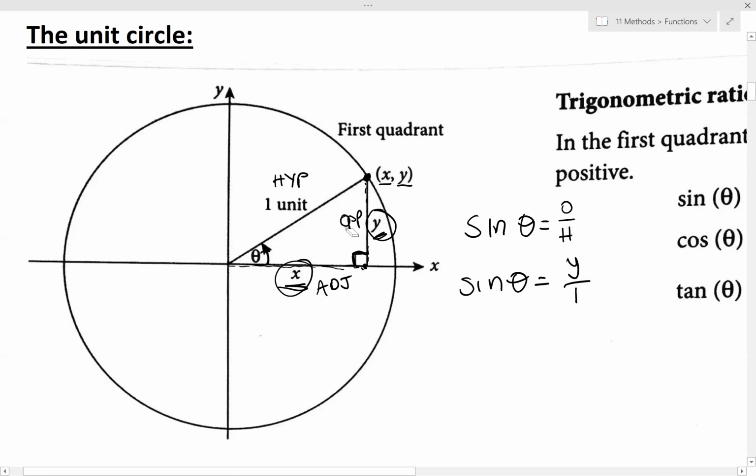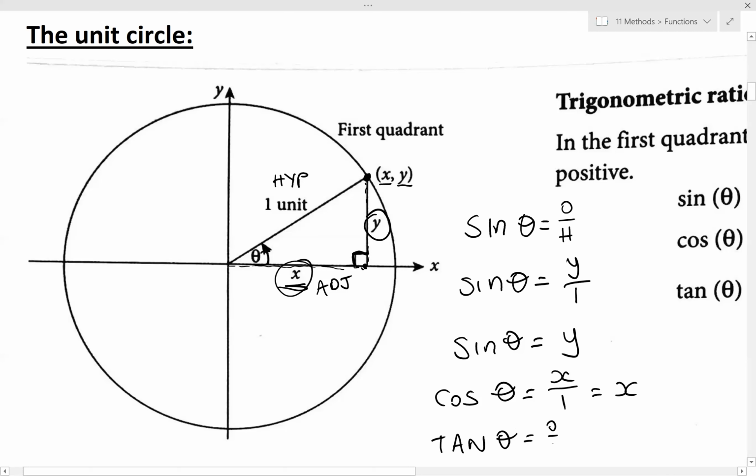Okay, so I've taken my y value here, because that's the opposite side to where my angle theta is, and I've put that over 1. And of course, anything divided by 1 is just the number itself. Okay, so in this case, sine theta in my unit circle is going to be y. By the same token, cos of theta, which is adjacent divided by hypotenuse, is going to be x over the hypotenuse, which is 1. So cos of theta is just going to be whatever the length of x is. And tan of theta, which is opposite over adjacent, is going to be y divided by x, because they're the lengths of my two opposite and adjacent sides. So that is the first quadrant of the unit circle.